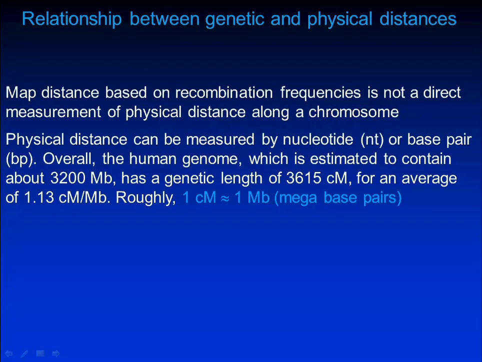Physical distance can be measured by nucleotide or base pair. Overall, the human genome is estimated to contain about 3,200 megabase pairs and has a genetic length of 3,615 centimorgans. As a result, roughly 1 centimorgan is equivalent to 1 megabase pair.